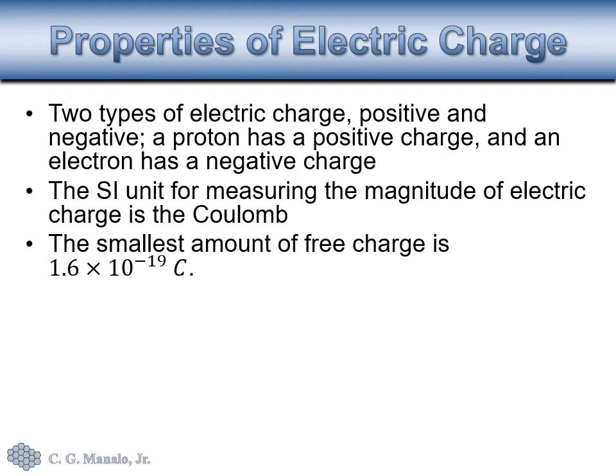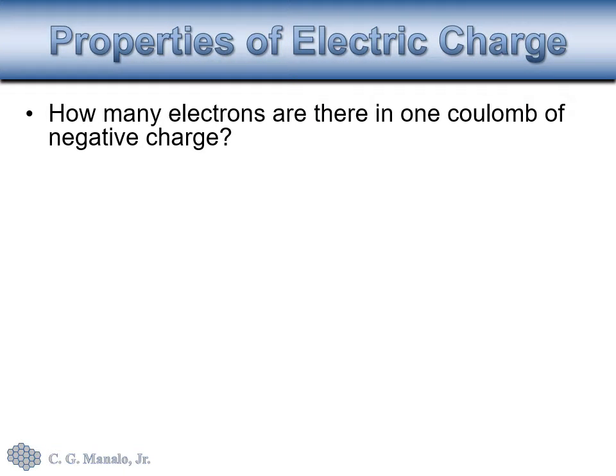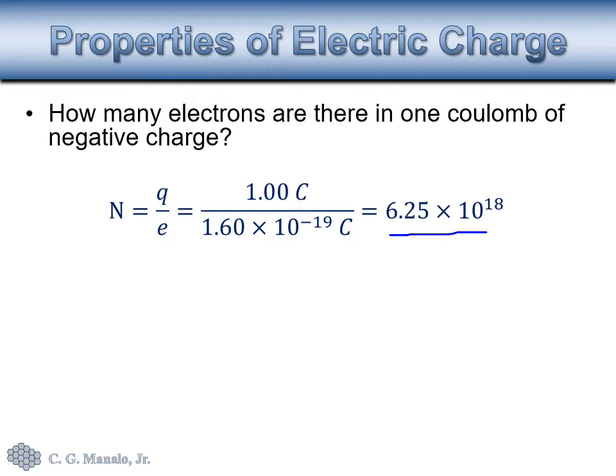Now, the measure of how much charge there is on an object or on a subatomic particle is measured by a unit called coulombs, and an electron or a proton has a charge of this much, 1.6 times 10 to the negative 19 coulombs. So it's a very small number, and in fact, to create 1 coulomb of charge will require this many electrons. So it's a very large number.